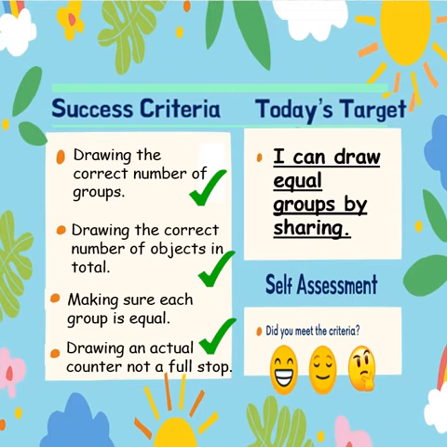Okay, let's have a look. Have you achieved today's target? Can you draw equal groups by sharing? Did you draw the correct number of groups? Did you draw the correct number of objects in total? Were your groups equal? And did you draw an actual counter?